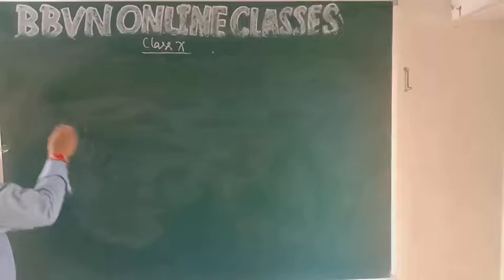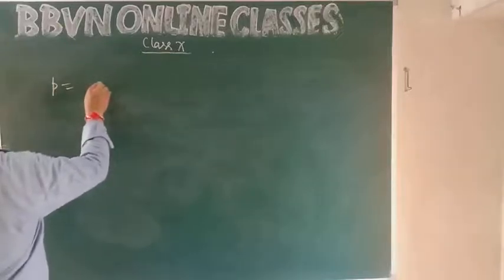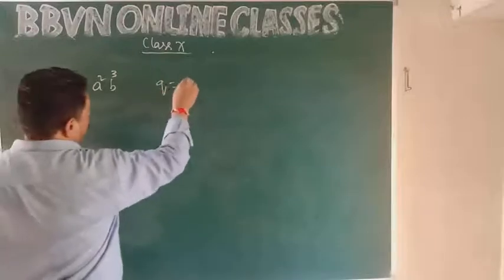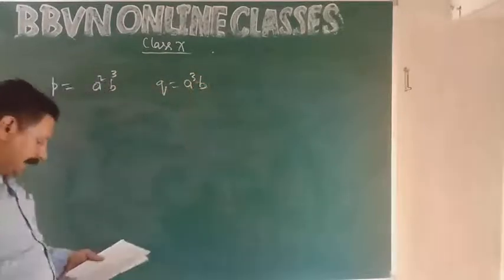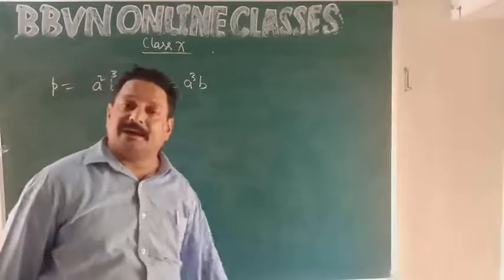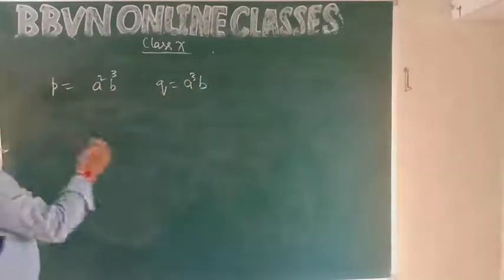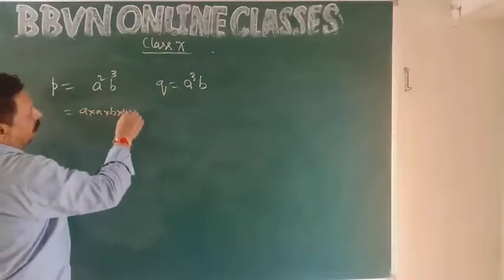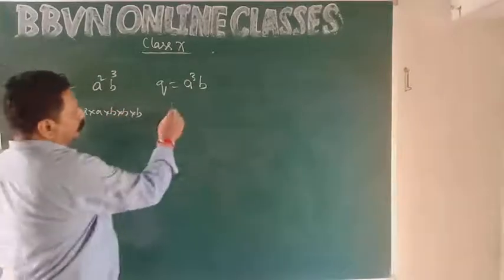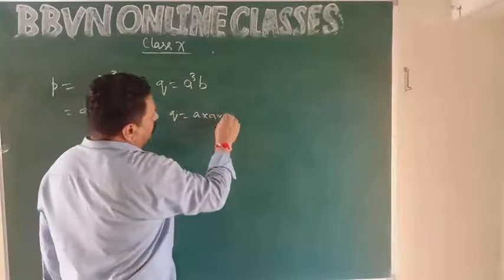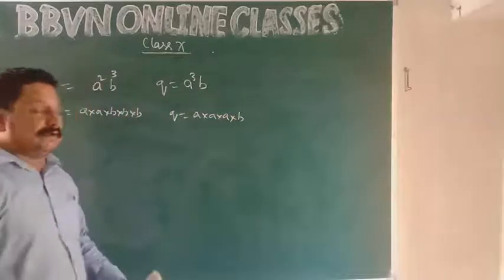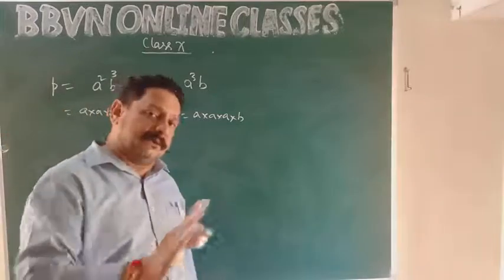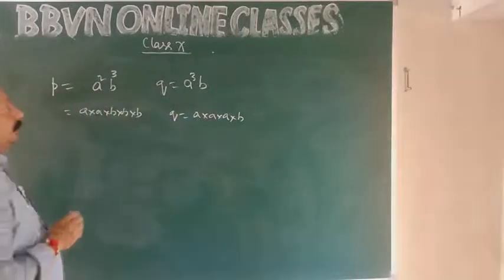Okay, there is a question. P is equal to a square b cube and q is equal to a cube b. A and b are prime numbers. So you can say a square b cube means a into a into b into b into b. Understood? And q is a cube into b. Now you have to find HCF. HCF means common: if a term is in both, the smallest power will come in the HCF.